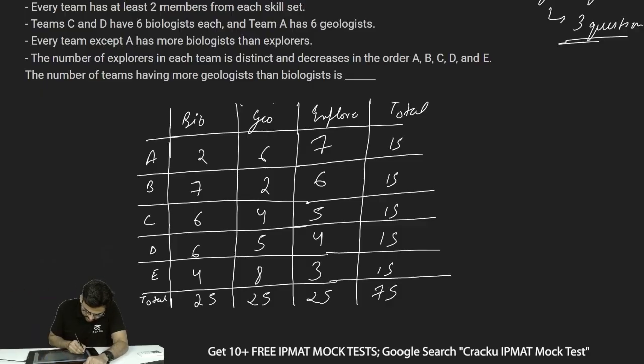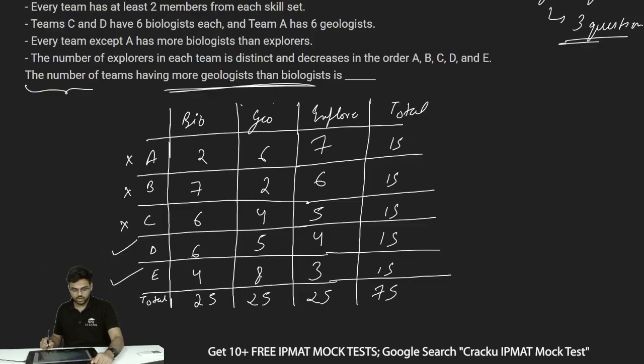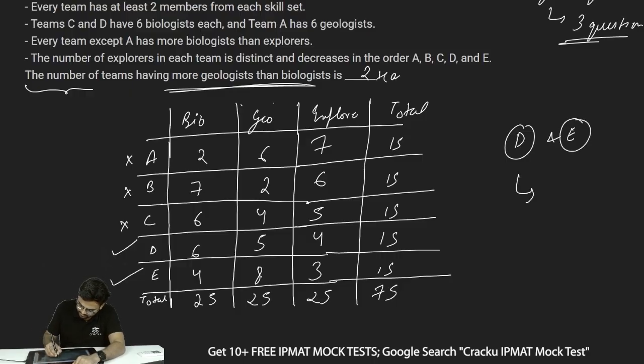Now the question asked here is the number of teams having more geologists than biologists. Does A have more geologists than biologists? No. B? No. C? No. D? Yes. E has more geologists than biologists, 8 is greater than 3, so yes. So there are only 2 teams, D and E, who have more geologists than biologists, and thus I can say there are 2 teams which have more geologists than biologists.